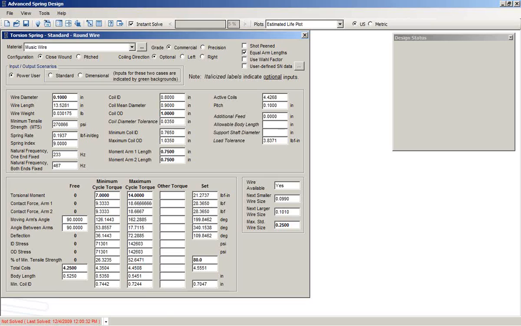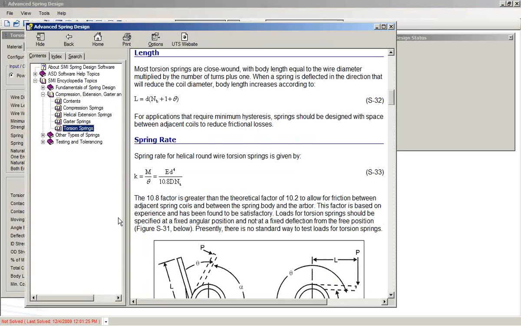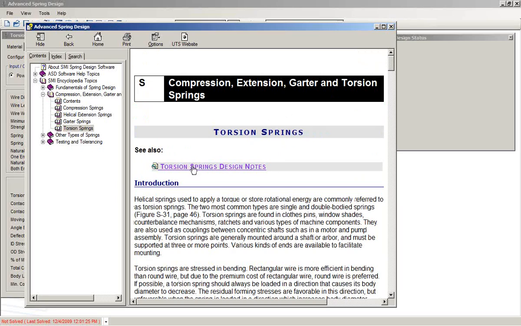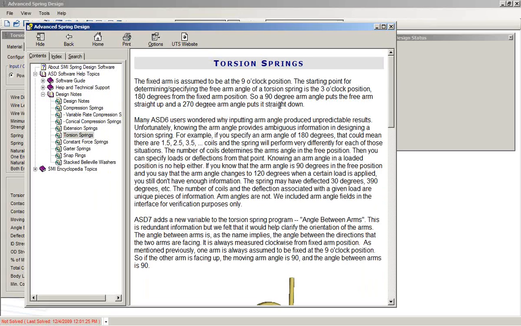For a little help on this topic, and visual help at that, we can go to the context-sensitive help, and it immediately takes us to a spot here where we get the nomenclature for torsion springs. For virtually all spring types, there's also a section where you can see some design notes related to that spring type. In this case, for torsion springs, we specifically go through the details on orientation of the arms.